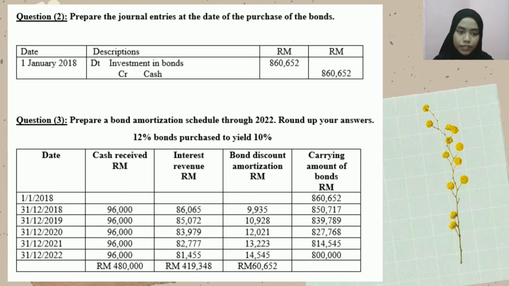The next question is to prepare a bond amortization schedule through 2022. Round up your answer. As you can see here, there are 5 columns: date, cash received, interest revenue, bond discount amortization, and carrying amount of bond. So total cash received is 480,000, interest revenue is 419,348, and bond discount amortization is 60,652.